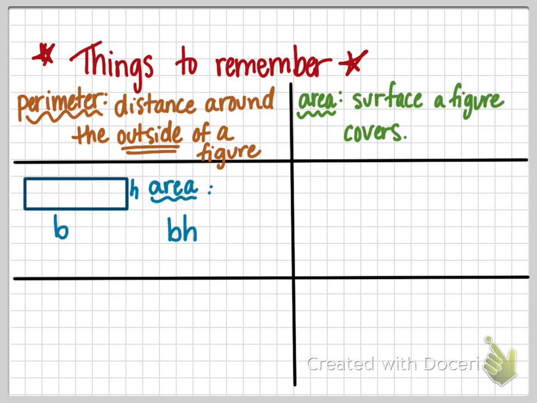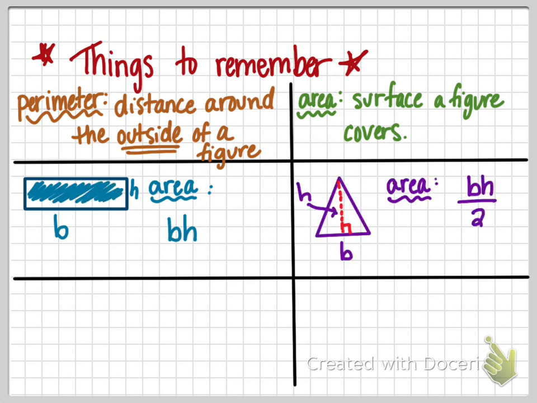The area of a rectangle or a square or a parallelogram, we find by taking the base and multiplying it by the height. So area of any sort of rectangular figure is base times height. The area of a triangle is the base times the height divided by 2. In a triangle, the base and the height always have to meet at a right angle. So the height of a triangle is always the part that meets the base at a right angle.